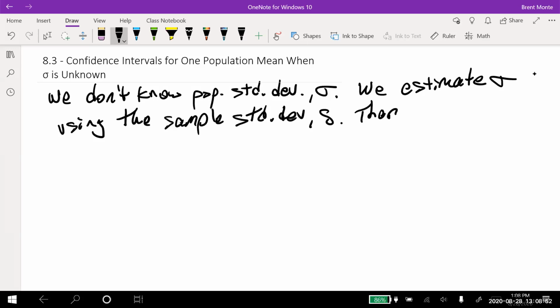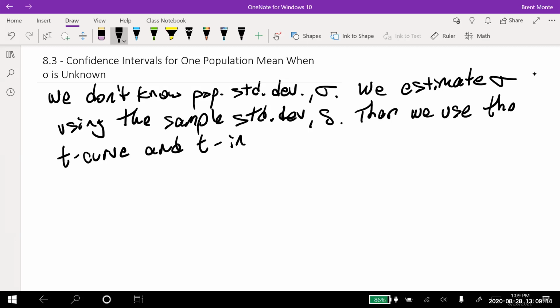Now what happens is, since we're estimating the population standard deviation, we don't have it. We can't use that Z curve. We have to use a different curve called the T curve, and we find what's called a T interval. So for our purposes, instead of doing Z statistics, we click on what's called T statistics.